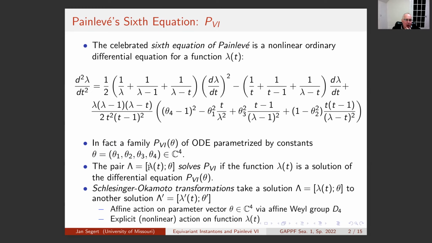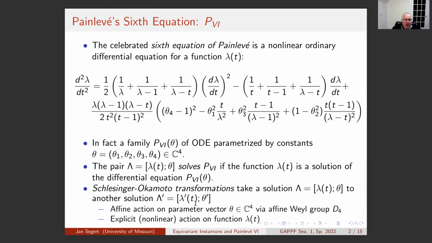Capital lambda consists of a pair: a solution, a complex function of a complex variable, that is a solution of the differential equation, and the theta, which is the set of parameters for which it's a solution. So we'll use this notation to include both those things. And an interesting thing, which is very important for us for Painlevé solutions, is that there are these Schlesinger-Okamoto transformations, which are an infinite family, a discrete infinite family of transformations, which take one solution of an equation with one parameter to another solution, where it's a different function, and it solves Painlevé VI for a different value of parameters. So we'll talk more about those.